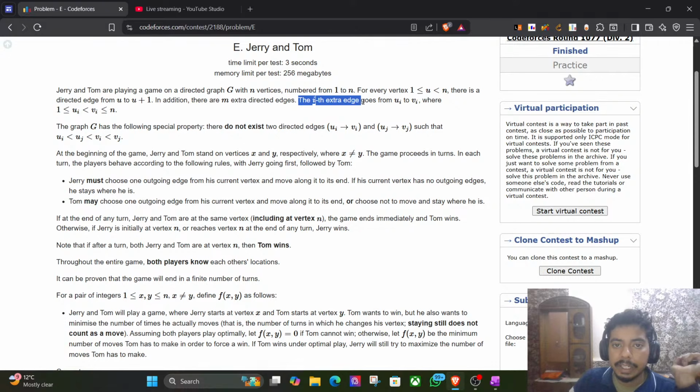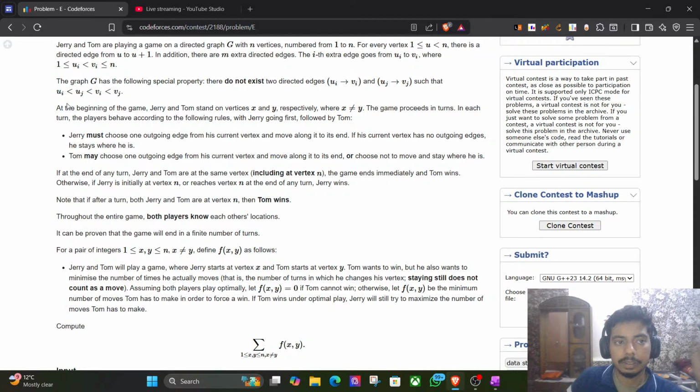The ith extra edge goes from ui to vi, where 1 ≤ ui < vi ≤ n. The graph G has the following special property. There do not exist two directed edges, ui to vi and uj to vj, such that ui < uj and vi < vj. Okay, so if this condition is true, these two edges cannot be there.